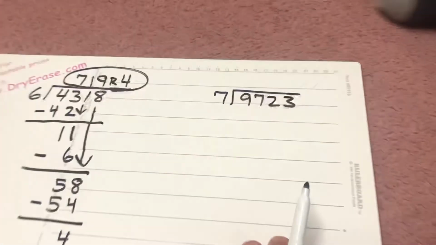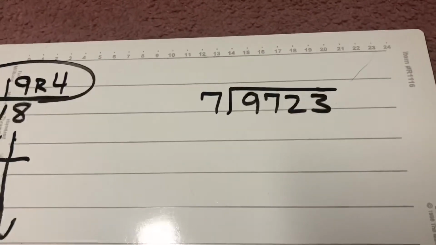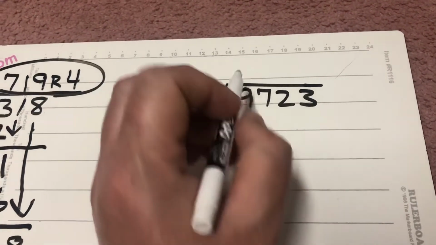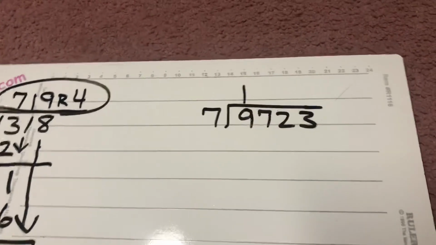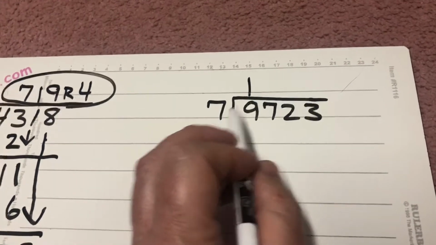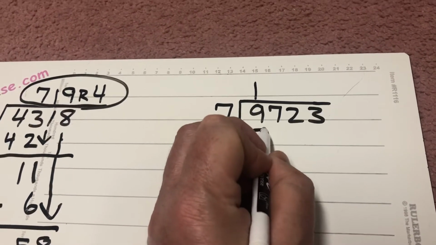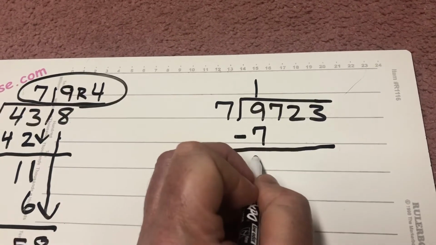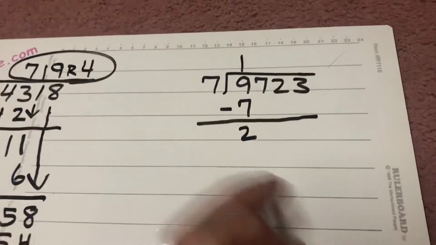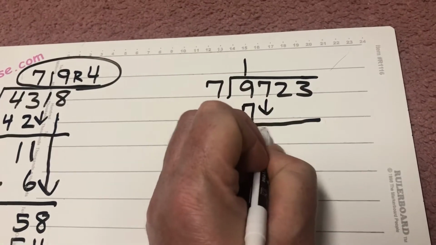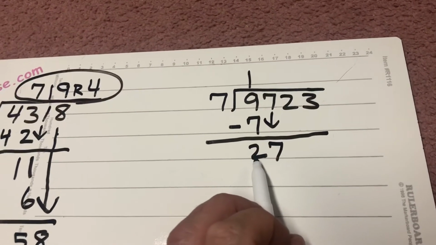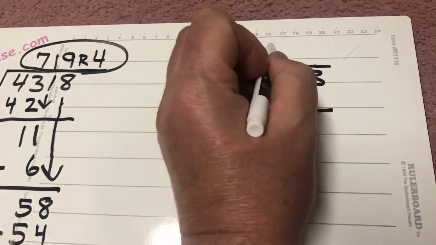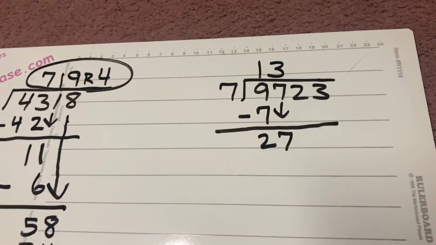All right, last one. 9,723 divided by 7. Well, in this situation, 7 can go into 9. So I've got to put a 1 above the 9. 7 times 1, I believe, is 7. After I multiply, I subtract. 9 minus 7 is 2. I go ahead and bring the 7 down. I'm okay with 2 after I subtract because it's less than 7. 7 can go into 27 3 times.